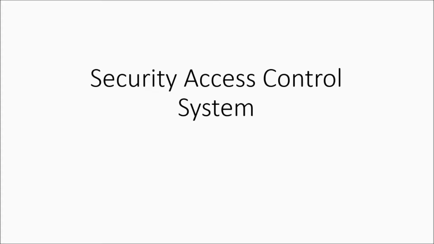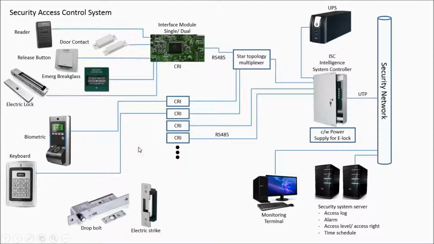For the security access control system, basically we have quite a number of elements in the access control door, such as readers, door contact, release button, emergency brake glass, and electric lock. There are different types of readers, such as biometric reader or keypad. There are also different types of locks, such as electromagnetic lock, drop bolt, or electric strike.